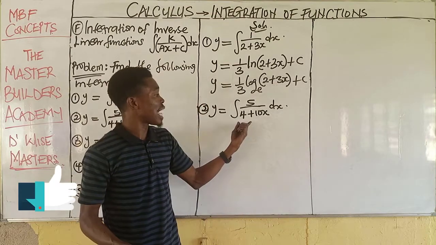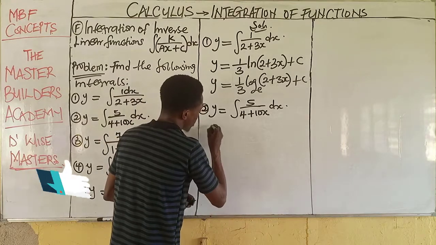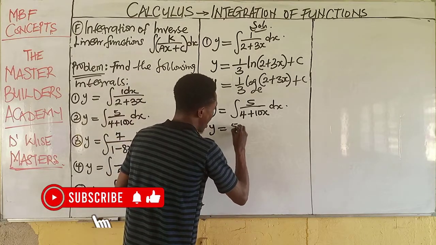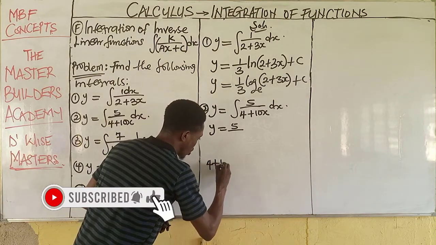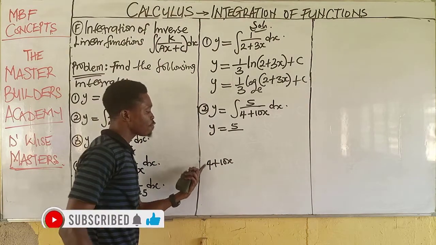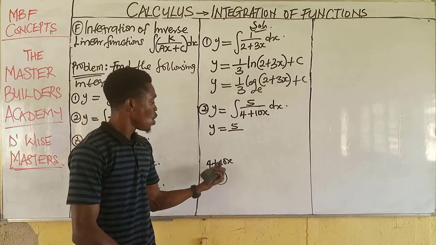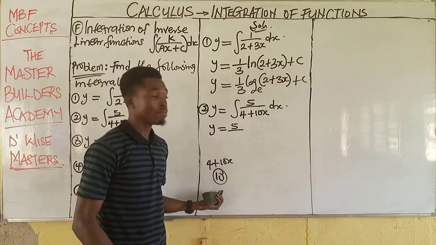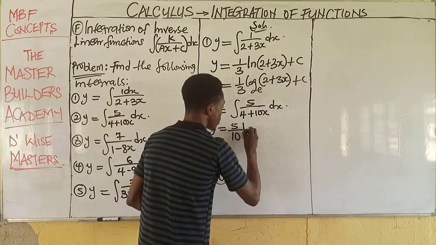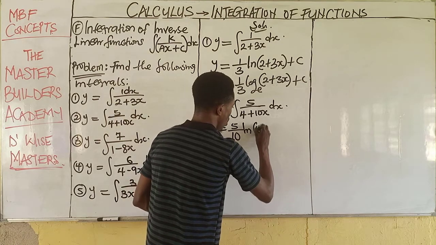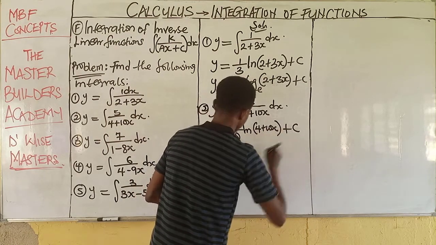What do I do to this guy? I need to differentiate. It's as simple as this. So my general solution here is equal to, pull down the numerator, 5, all over. Now pull down the function of x in the denominator, which is 10. When I differentiate 4 plus 10x, I have 10, because when I differentiate 4, I have 0. When I differentiate 10x, I have 10. That becomes my denominator here. Then the ln of the denominator, 4 plus 10x, plus c.